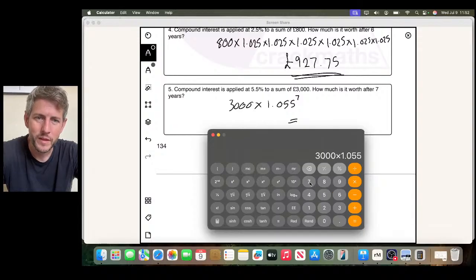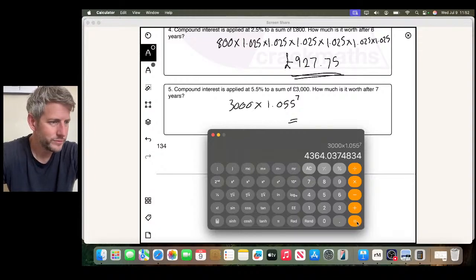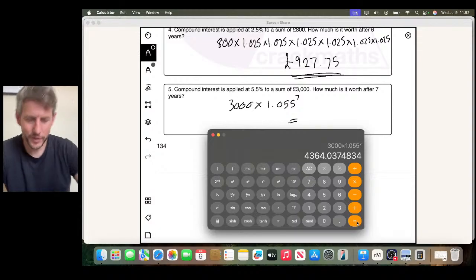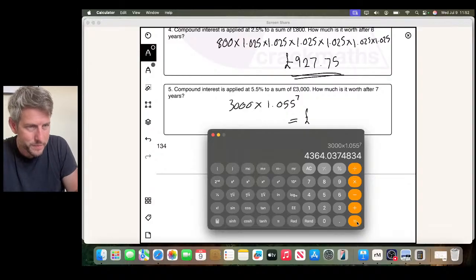Times 1.055, I hope you're finding it useful, to the power of 7. And that is going to be equal to £4,364 and 4 pence.